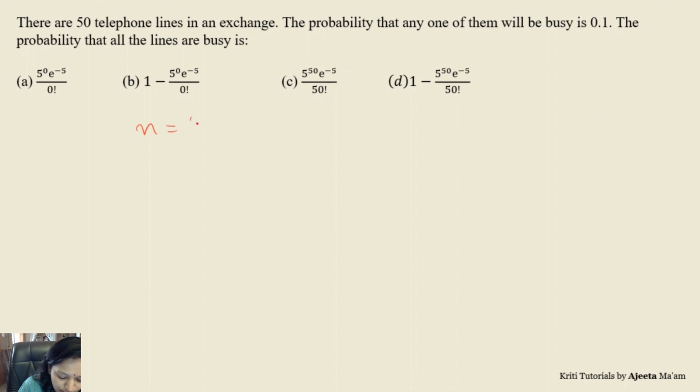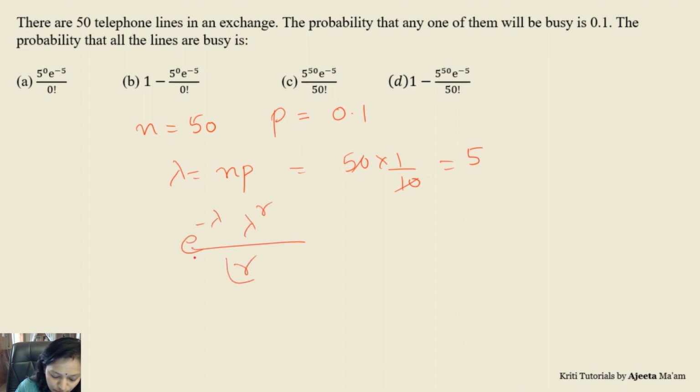So n is 50 here, right? And what is your p? That is the probability of the busy line, that is 0.1. So what will be your lambda, n into p? So what will it be? 50 into 1 by 10, that is 5, correct? So now, what's the formula? e raised to minus lambda, lambda raised to r upon factorial r. This is for P of x is equal to r.